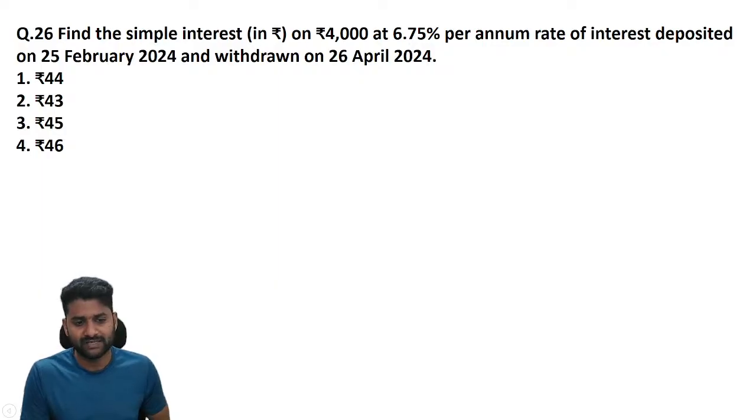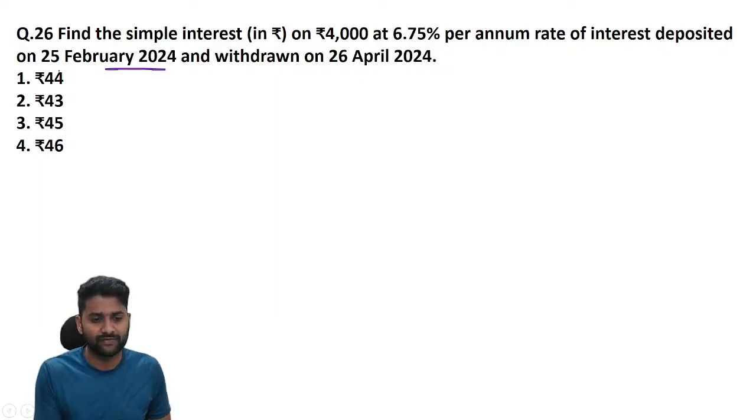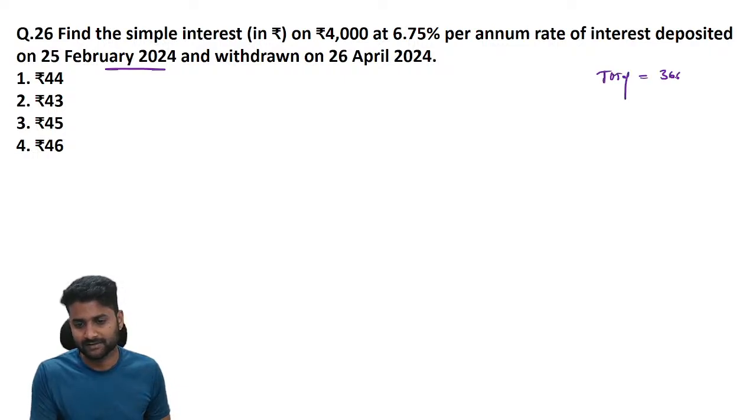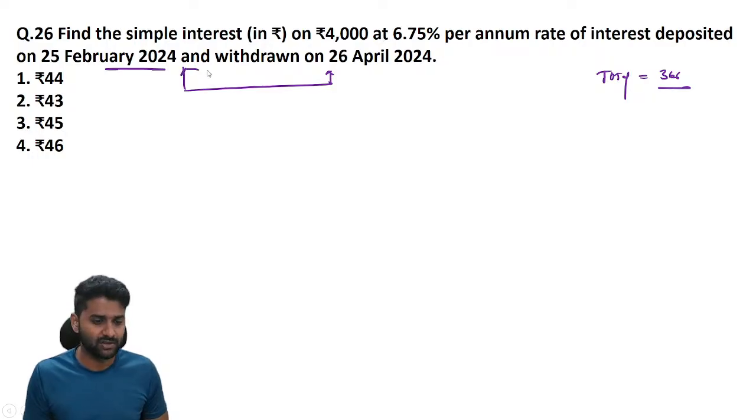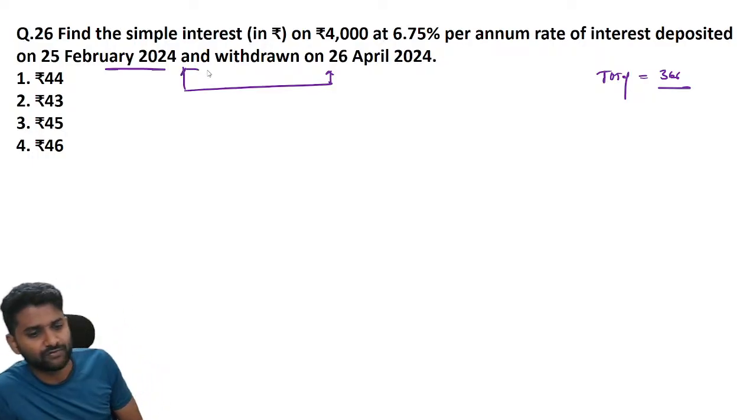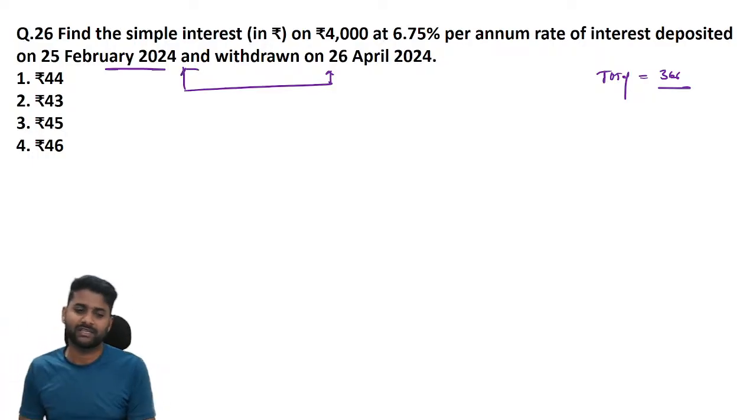Next one. Find the simple interest on 4,000 at 6.75% per annum rate of interest. 2024 is a leap year, so the total days is 366. Why from here to here? Because that person deposited on 25th February 2024 and withdrew on 26th April 2024.